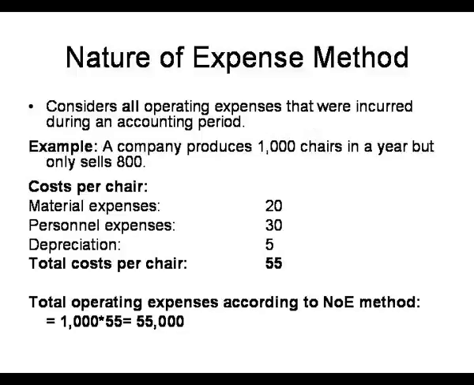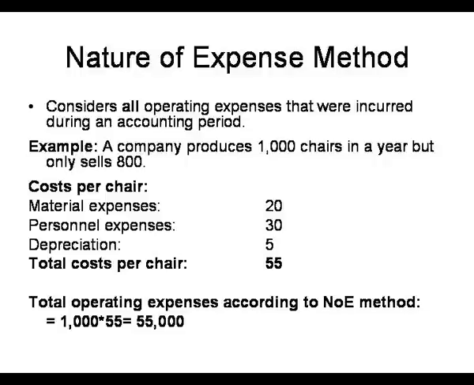We'll consider the case of a company that produces chairs as its main business. And in one business year, it manages to produce 1,000 chairs, but it only sells 800. So there's 200 chairs left over in the company's warehouse. Now, if we take a look at the costs per chair, we'll assume that the material expenses are 20, the personnel expenses are 30, depreciation is 5, and so in total the unit costs of a chair are 55. And now, according to the nature of expense method, we include all the expenses or all the costs that take place in an accounting period.